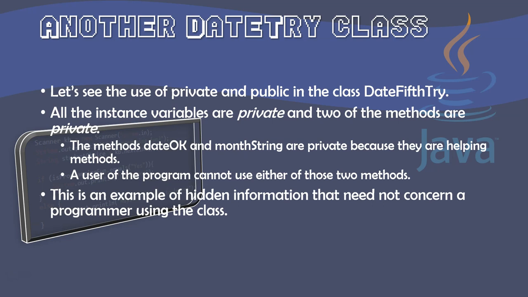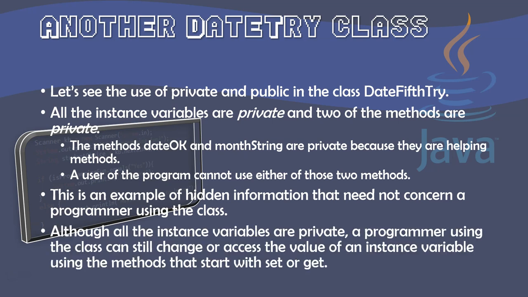This is an example of hidden information that does not concern the programmer using the class because, for example, dateOK, which we'll look at in a second, is just checking to see if it's a valid date. And although all the instance variables are private, a programmer that uses that class can still change or access those instance variables using the set or get methods that we've talked about.